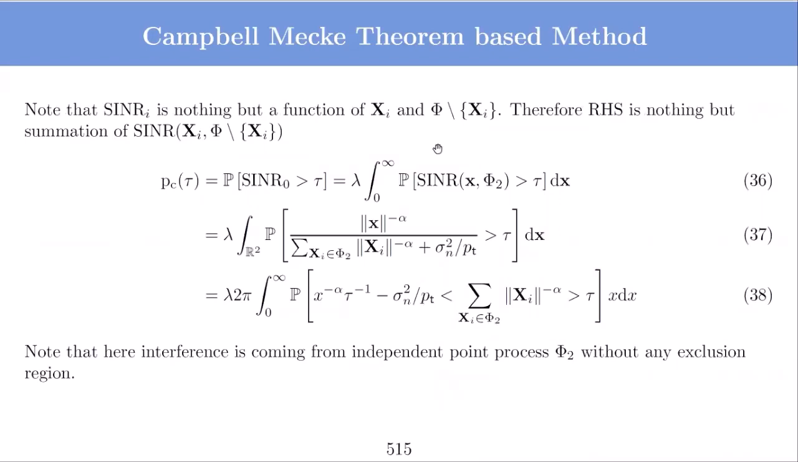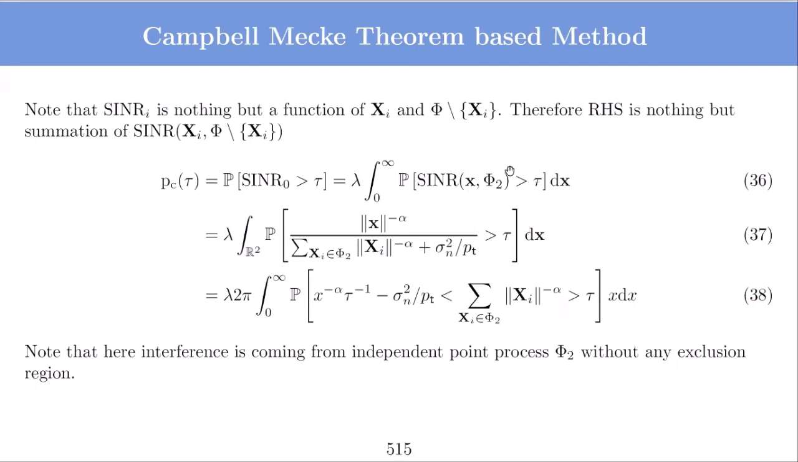So SINR is nothing but a function of xi and phi minus xi. So it's a summation of SINR of xi comma phi minus xi over this thing. So I can apply Campbell theorem. Campbell theorem states that, and this is a PPP case, the reduced Palm expectation will just be converted to the regular unconditional probability. So this will be given as lambda times the integration from 0 to infinity of the probability that SINR of x comma phi 2 is more than tau dx.